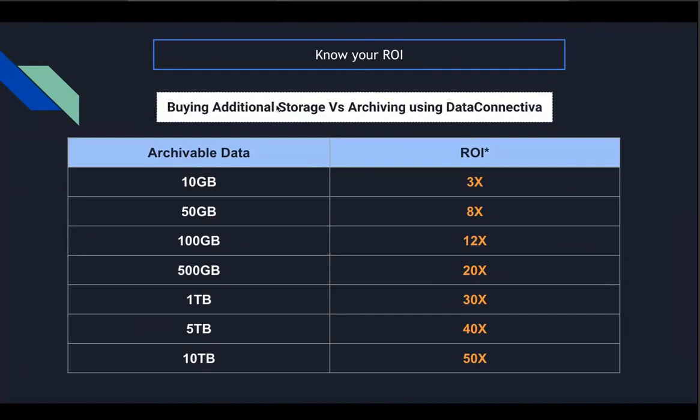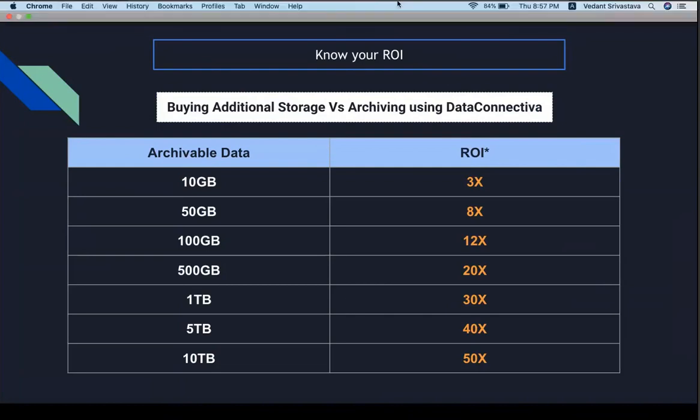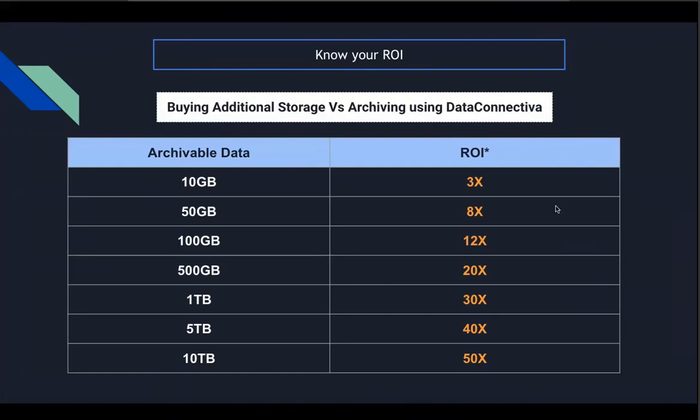So in that case, to maintain that 100 GB, you want to archive 10 GB of data. If you just want to archive 10 GB of data, your ROI is 3x. That means, let's say the list price, if I consider, maybe it is $25,000 to $30,000 for 10 GB of data per year, which you need to pay for Salesforce.